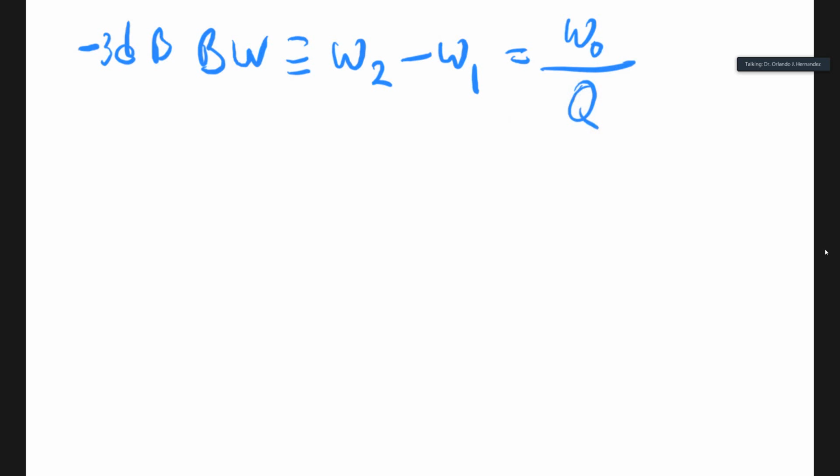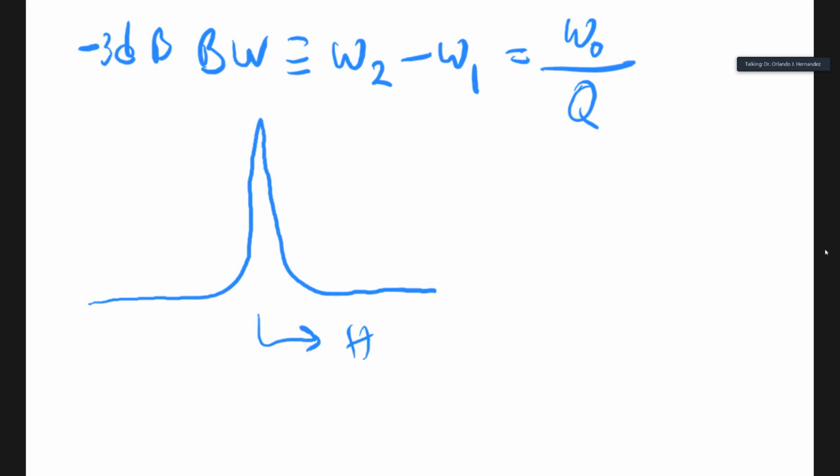And the higher Q is, the narrower my bandpass is. So if I want to have a very selective filter for a very specific frequency, that type of shape implies high Q. So when a filter is very selective, we talk about a high Q filter.